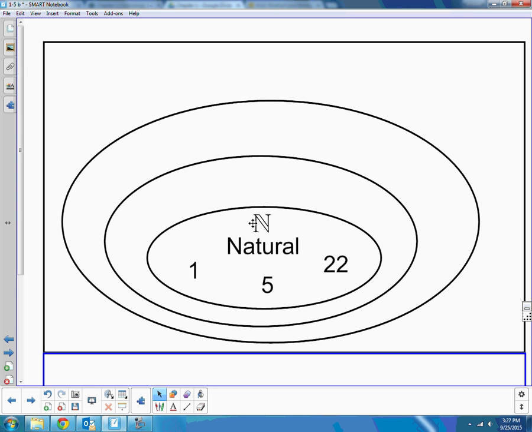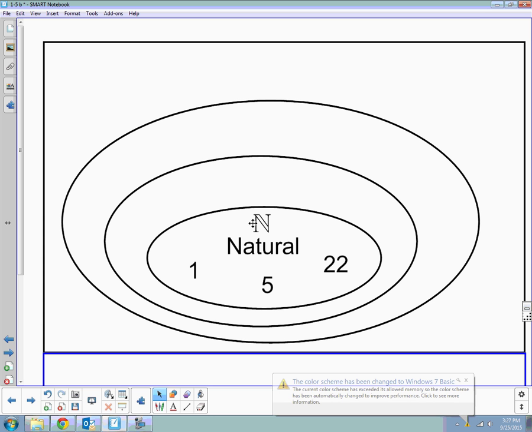Natural numbers. So in that innermost circle there, go ahead and fill this in, pause if you need to. There's a fancy N. Fancy N is just a fancy way of abbreviating natural. So the natural numbers are all the numbers that occur in nature, like 1, 5, 22. You could have 5 sticks. You could have 22 eggs. You could have 1 something. These are sometimes called counting numbers, but they're all things that occur in nature. Positive whole numbers are natural numbers.